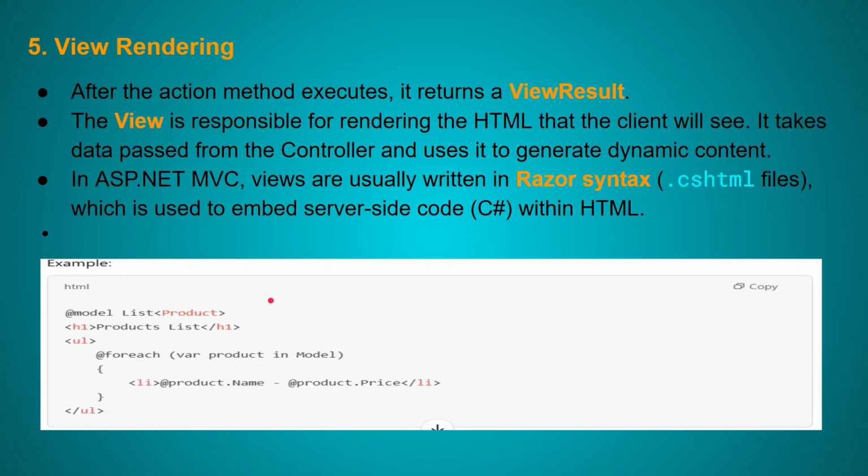Here, look at here, it's a CSHTML file. Here we have a model list. It contains product details. We have a header one, Product List, and we are using foreach to print the data. This is an example for view rendering.